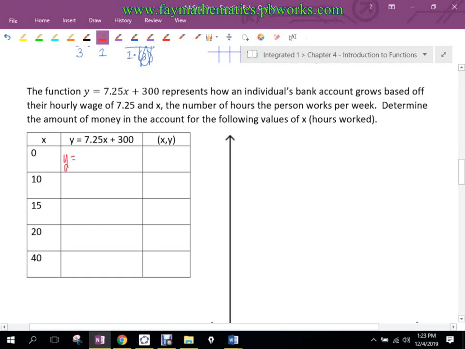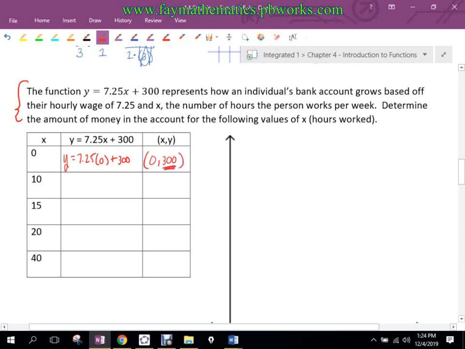So if I use 0, let's talk about what 0 is. Y equals 7.25 times 0 plus 300. What does 0 mean for an x value? It means 0, but what does it mean for my statement up here? How many hours have I worked? 0, right? I haven't started working this week or this job yet. So this 300 means what?